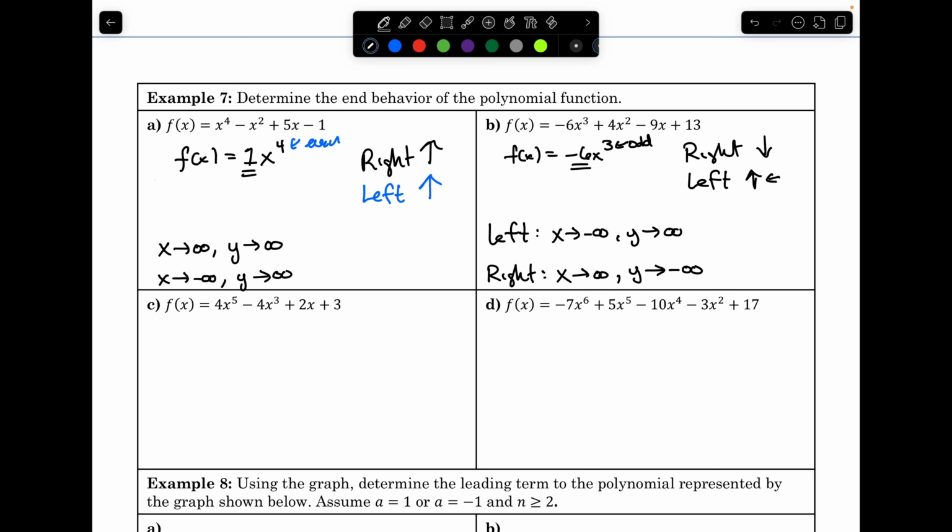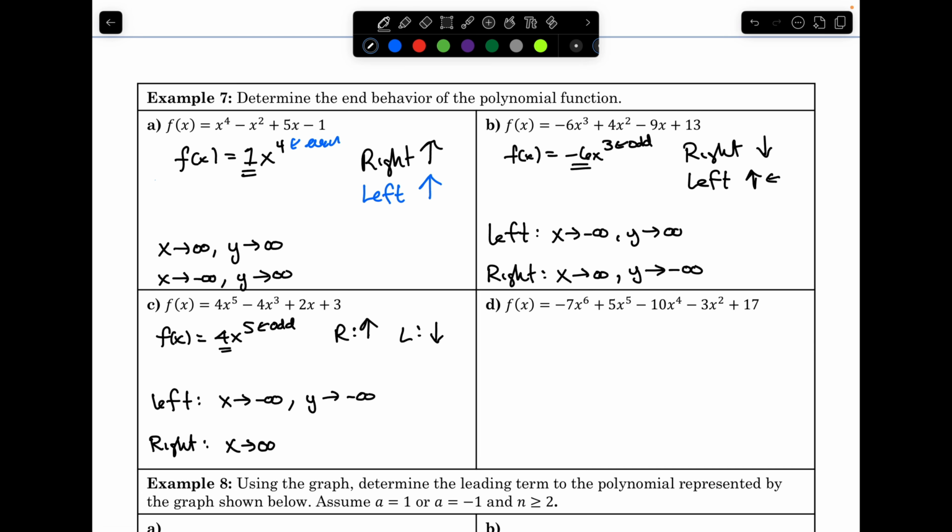Moving on to example C. Similar situation, we just care about that first term. Since this is positive, that means that the right side is moving up. And since this number is odd, that means that the left side is moving in the opposite direction, so down. So using arrow notation, the left side, which is when x is approaching negative infinity, your y values are moving downwards, so towards negative infinity. And on the right, that's when x approaches positive infinity, where your y values are moving upwards, so positive infinity.